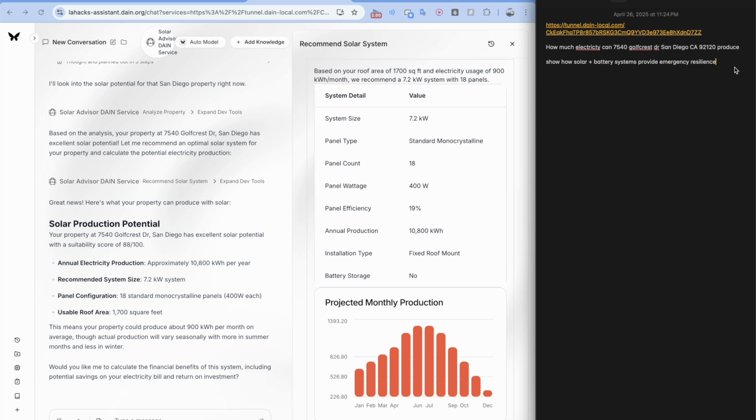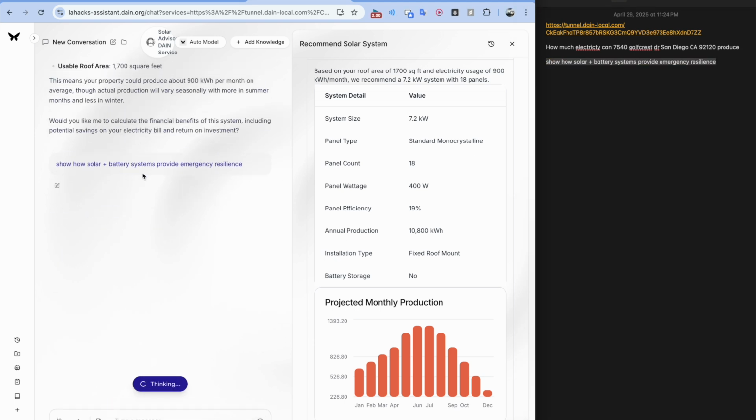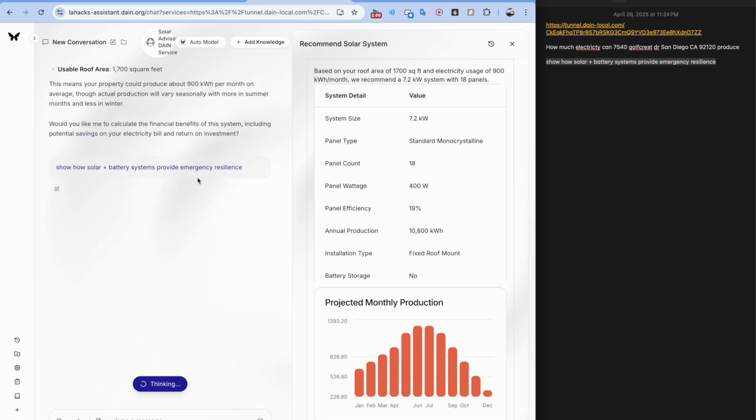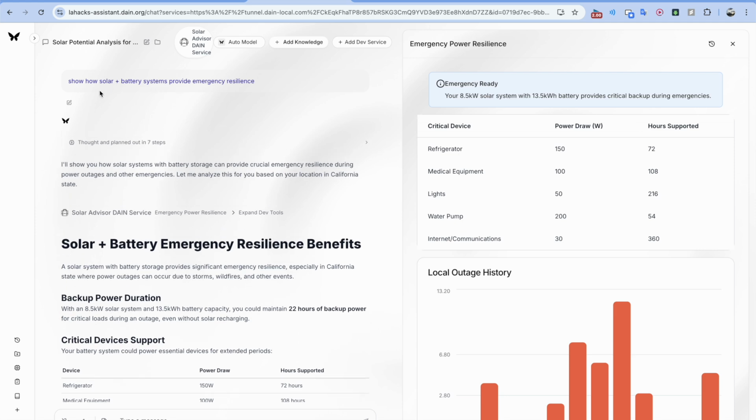Now, what have we asked in terms of emergencies, right? There could be emergencies that happen. We want to know, how do the solar and battery systems provide emergency resilience? How do they help us if there's an emergency with power? This is a big problem, especially if there are wildfires, just like they're having in Los Angeles recently. And so we also have a task on our agent for that. So over here we have this query asking how they can be used in the case of an emergency.